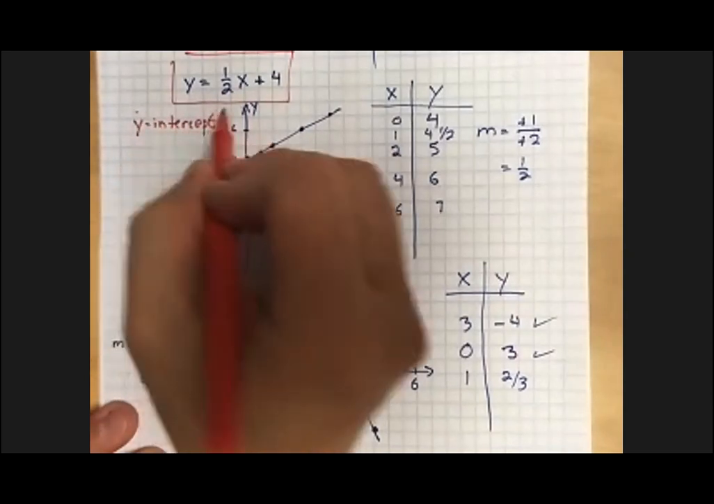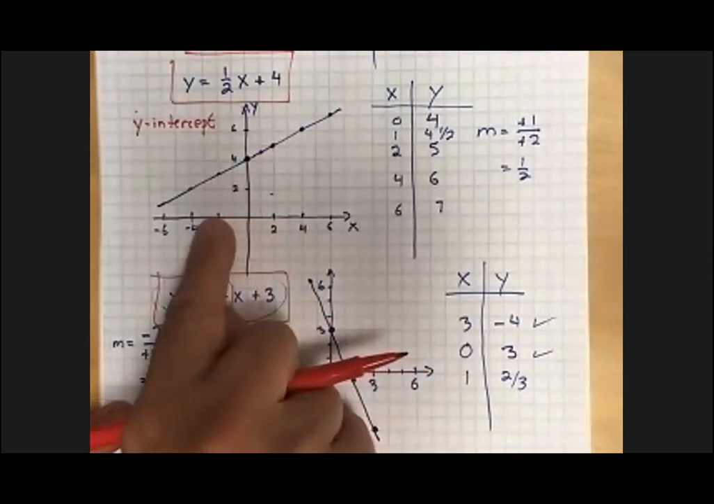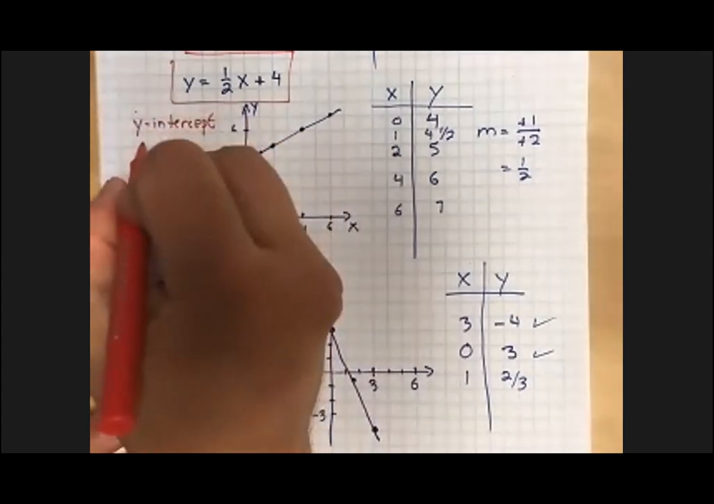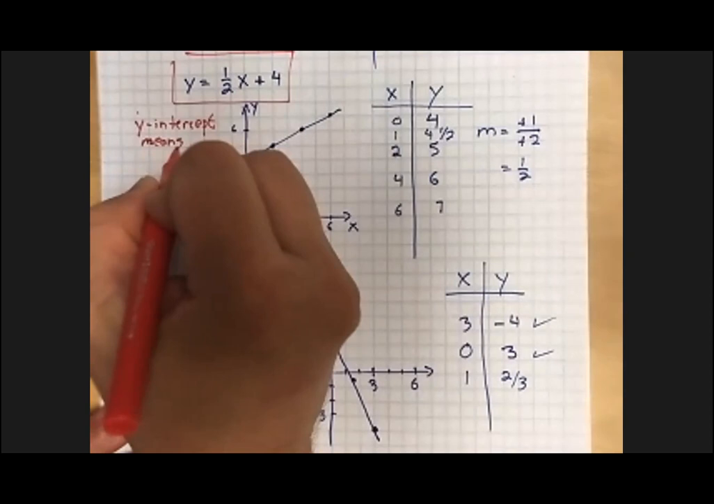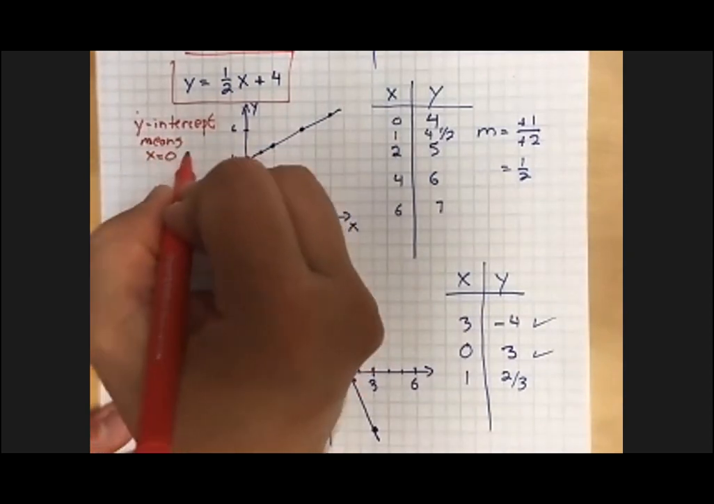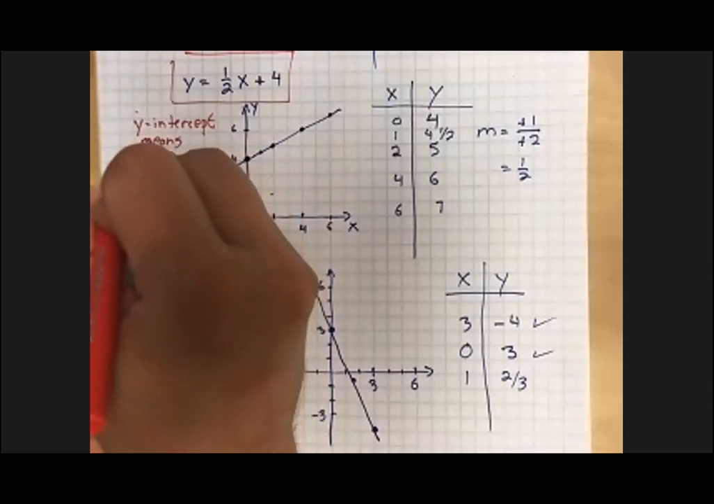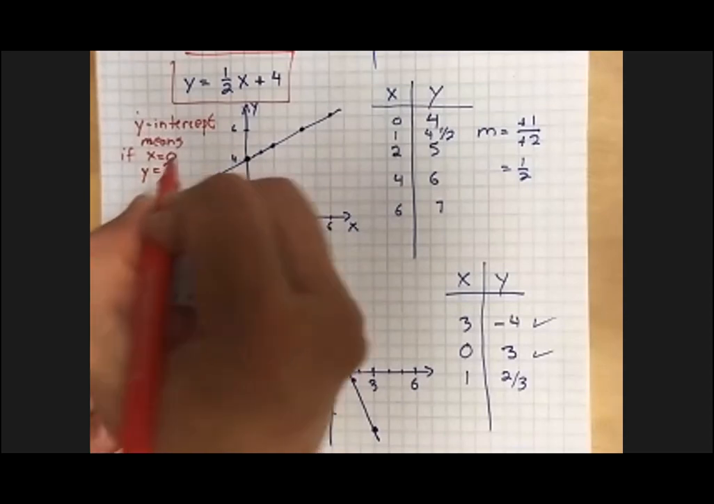Y-intercept is the moment when you don't go left and you don't go right. Y-intercept means what point do you get when x is 0? If x is 0, y equals what? That's called the y-intercept.